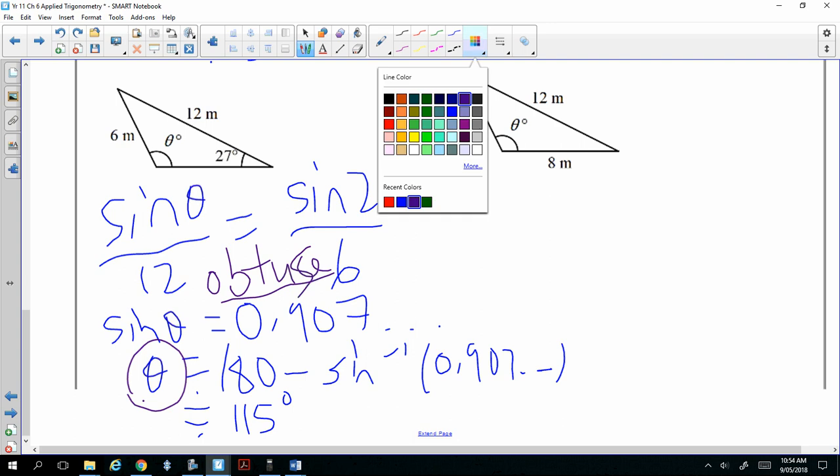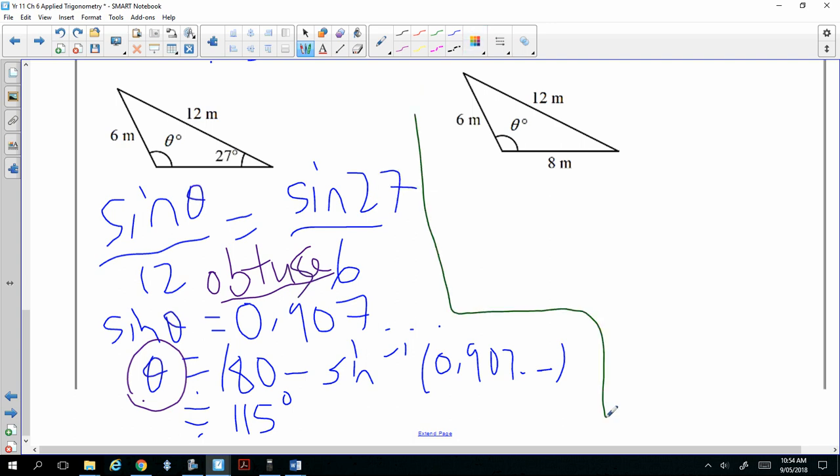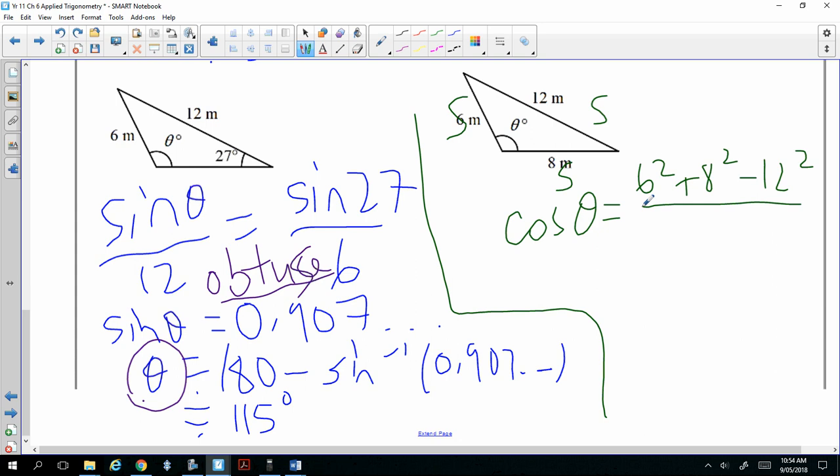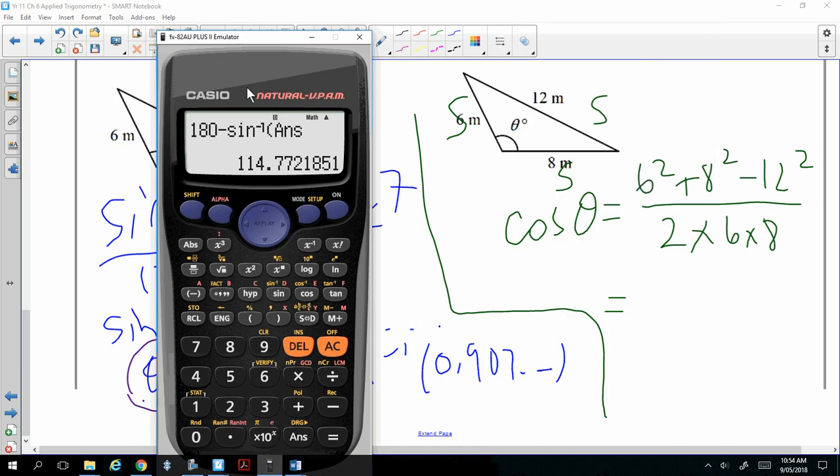Cosine, because SSS, cosine. Now with cosine rule, you don't have such a problem because cos theta, you get 6 squared plus 8 squared minus 12 squared. Does it work? Yeah, it works. Okay, good. 2 times 6 times 8, and then use your calculator. So you go 6 squared plus 8 squared minus 12 squared divided by 2 times 6 times 8.